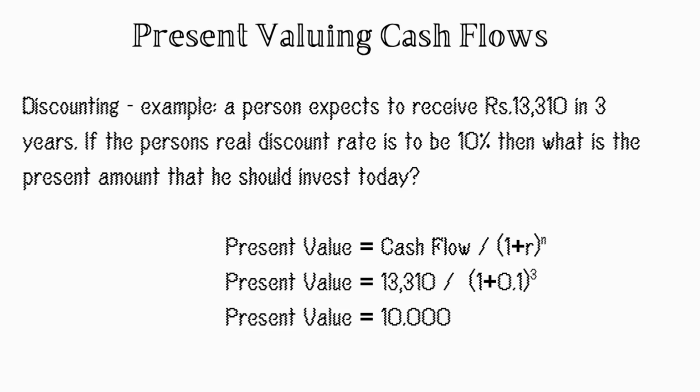Alright, I assume that you all performed the calculations. So it is rupees 13,310 divided by (1 plus 0.1) raised to power 3, and the correct answer is rupees 10,000. The present value of future cash flows is a present day cash equivalent. The person in the example would be indifferent between an offer of rupees 10,000 cash today and rupees 13,310 in 3 years. He would look on them as being identical at different points in time.